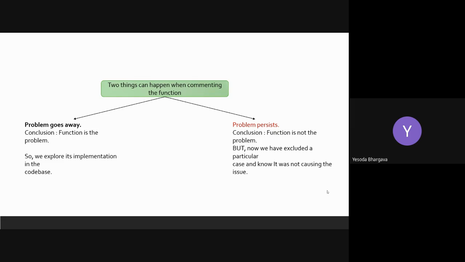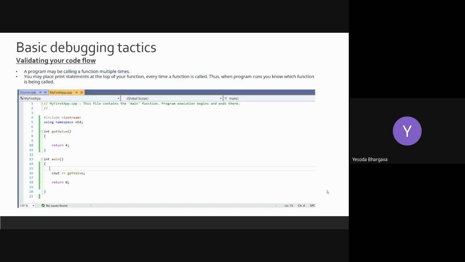So that is also success in some manner. Commenting out code is one of the approaches to suspecting the localization cause of the bug that you have identified.